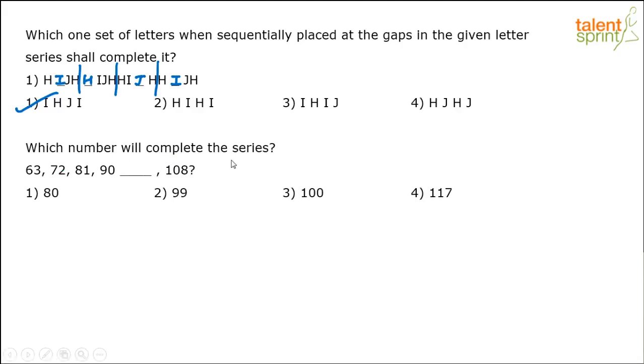Next question, which number will complete the series? Now this is something even a fifth standard student will answer very easily, right? 63, 72, 81, 90, and then 108. So obviously this should be 99. I don't have to tell you why. This question should be answered in how many seconds? 0 seconds. I mean, of course, not literally 0 seconds, but having read this pattern, 63, 72, 81, 90, dash, 108, if you take more than 0 seconds, then you're not fit for the exam.